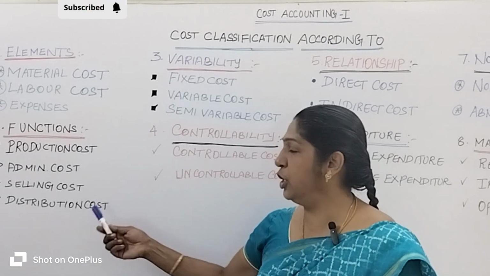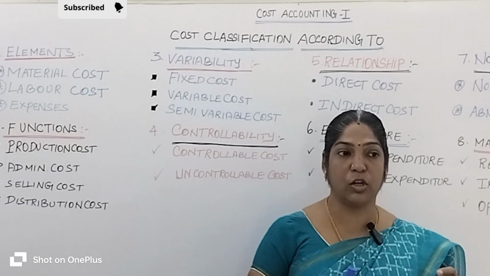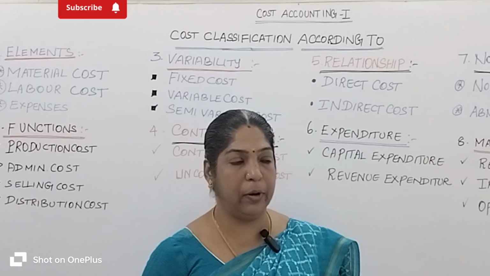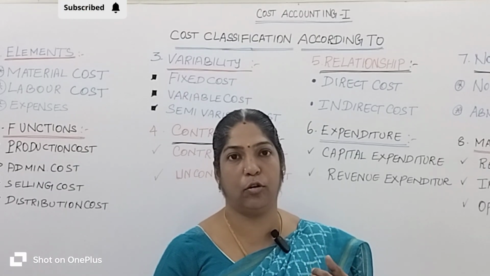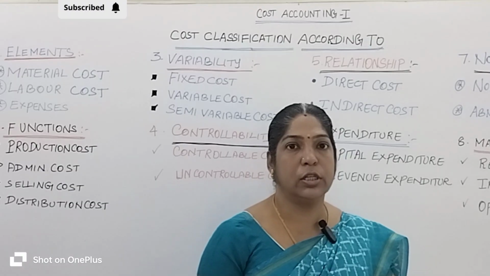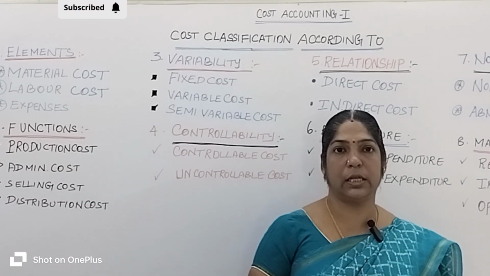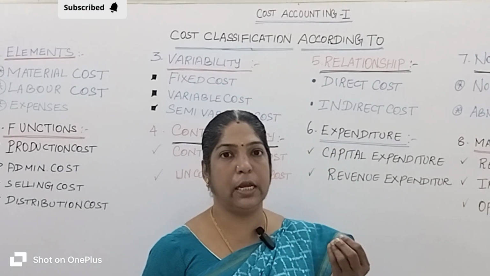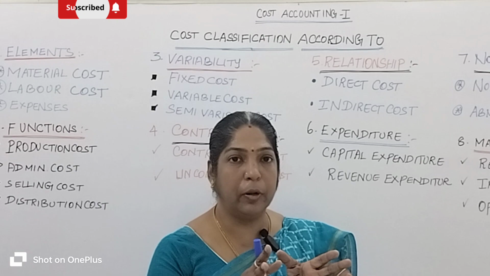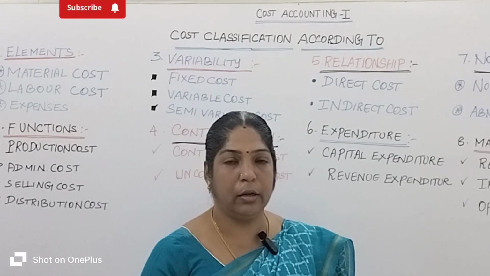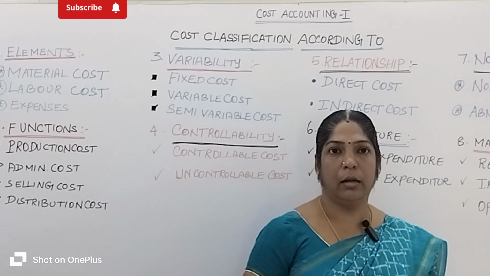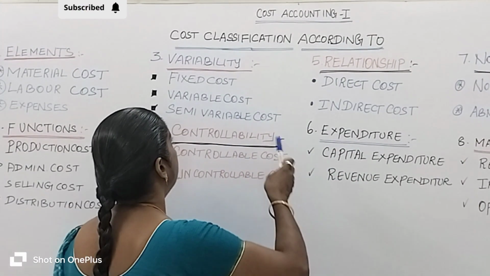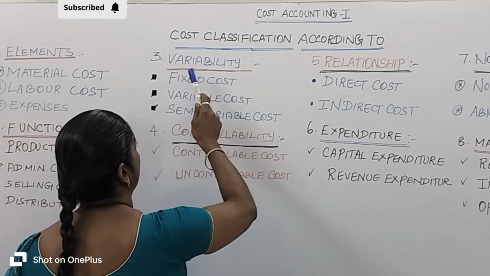Then come to distribution cost. What is meant by distribution cost? Distribution cost is the cost of delivery of the goods: packing cost, transportation cost, delivery charges, and warehousing charges. For example, if you take a milk product, you need to pack it carefully, load it into a van, and distribute it to the shops. This is collectively called distribution cost. Let's come to the next classification, cost classification according to variability.